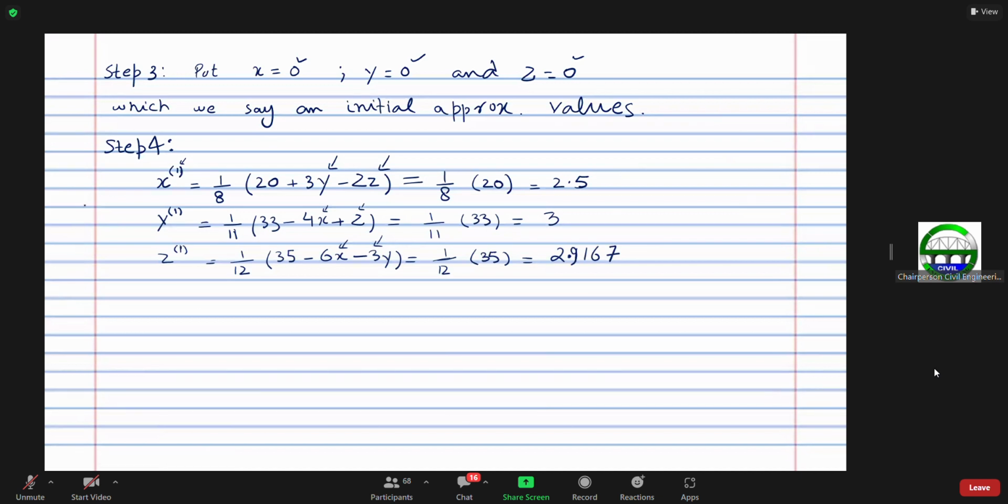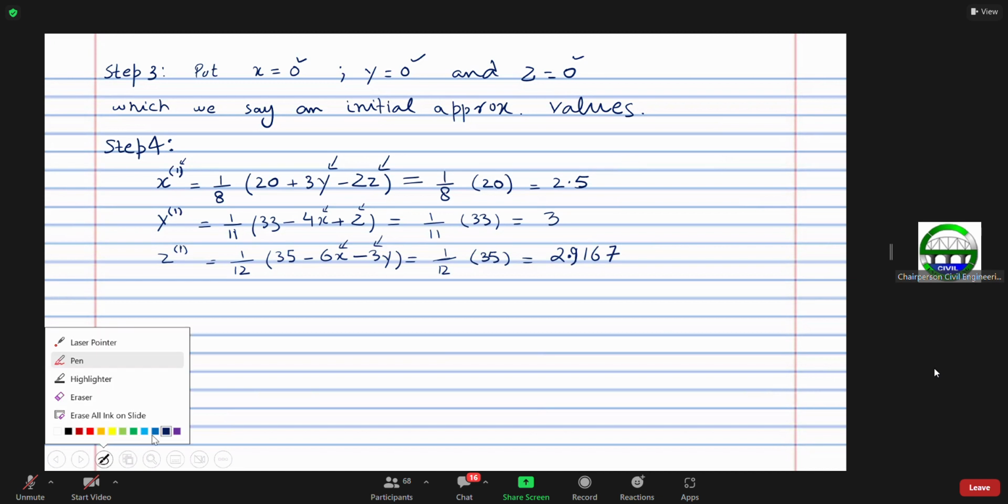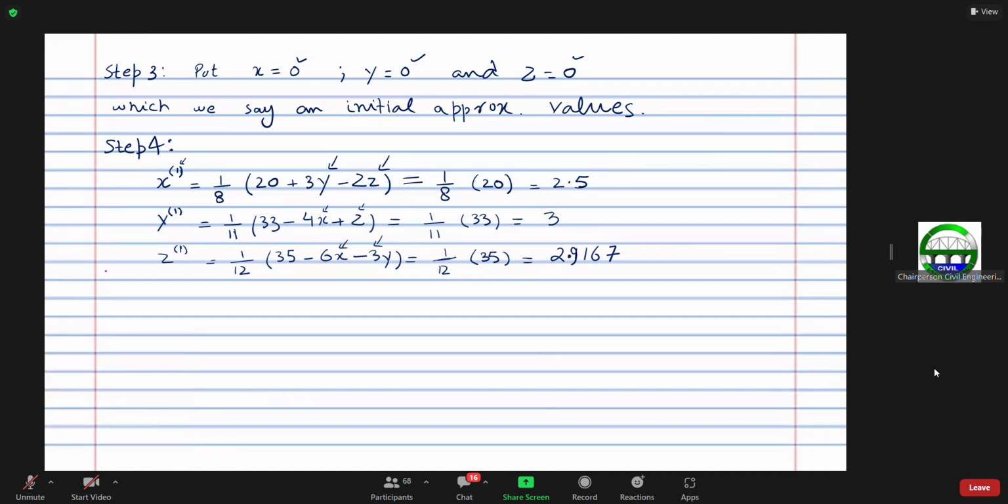So this one was my first iteration. And now I will start the second iteration. In the second iteration, I will use these values to get the value of x, y, and z. In the second approximation, I will get the values of x, y, and z from the first iteration, and I will use those values in my second iteration. Okay, let's see.